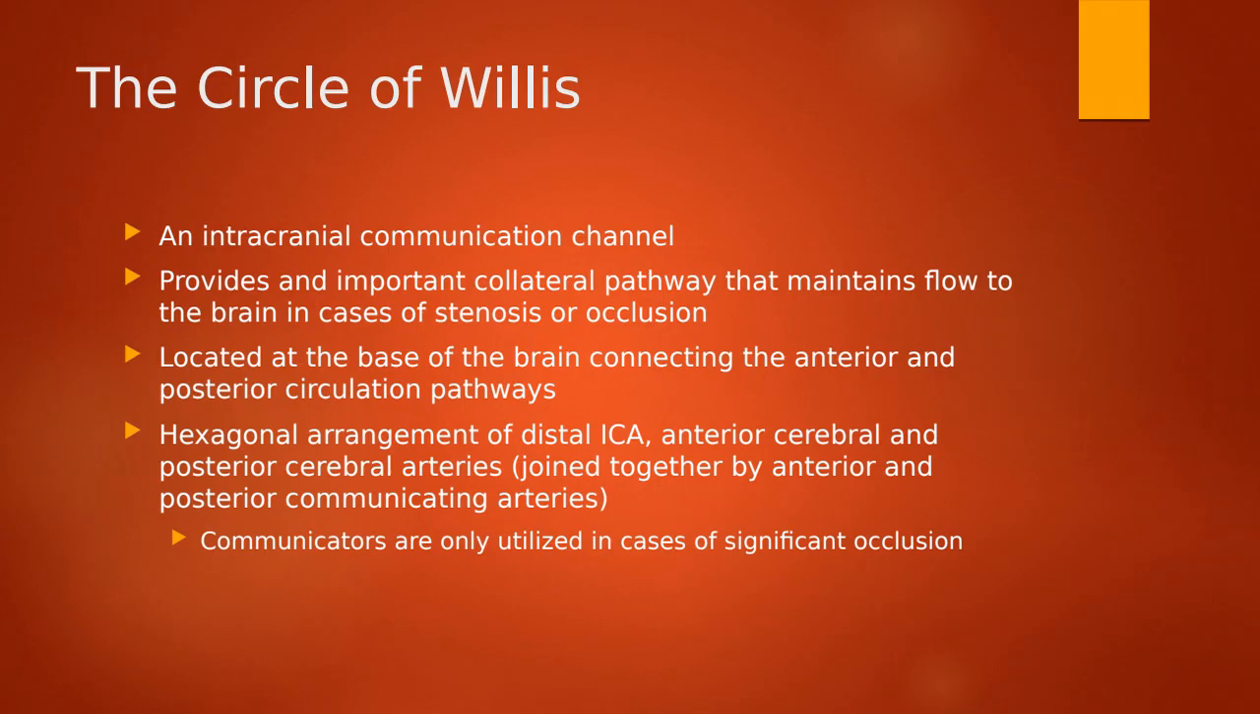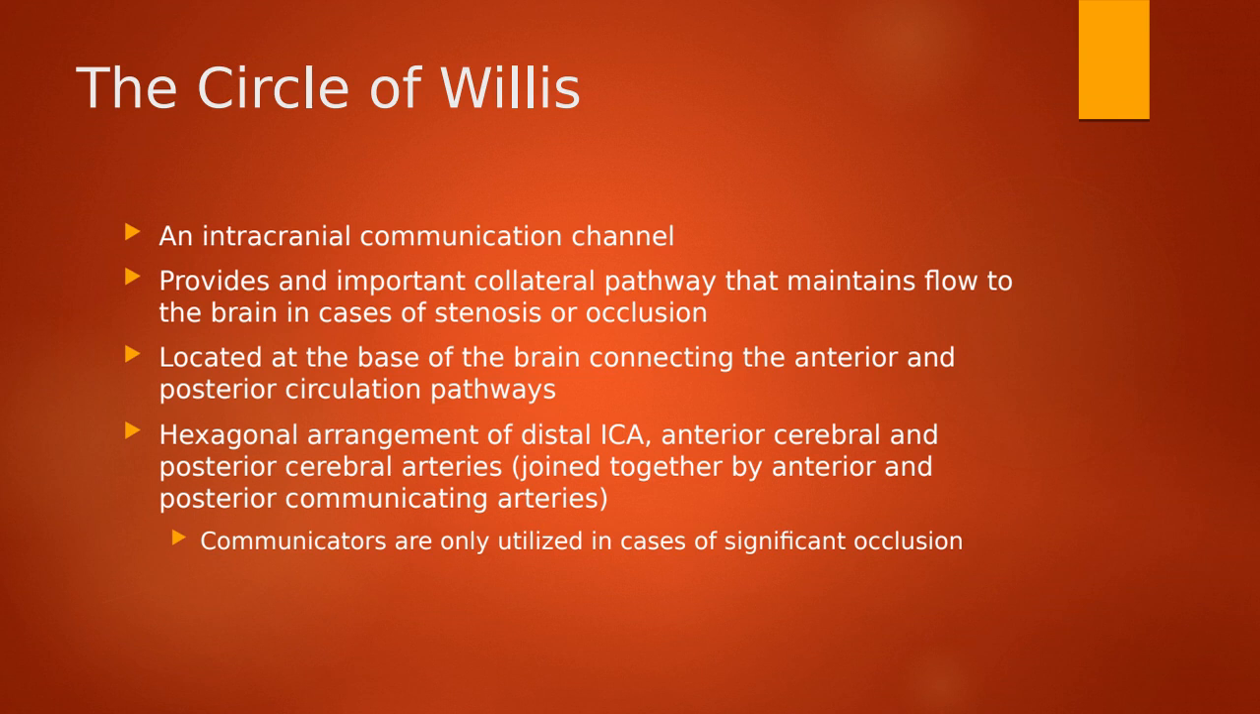So our circle of Willis, this is our intracranial communication channel. It's literally the largest collateral pathway in the body. It's an intended collateral pathway. So this is how we maintain blood flow to all parts of the brain in particular cases of stenosis or occlusion. These vessels are very, very tiny. The vessels in our brain are very tiny, so they're very prone to plaque breaking off and lodging, right? And creating this occlusion or creating a stenosis.